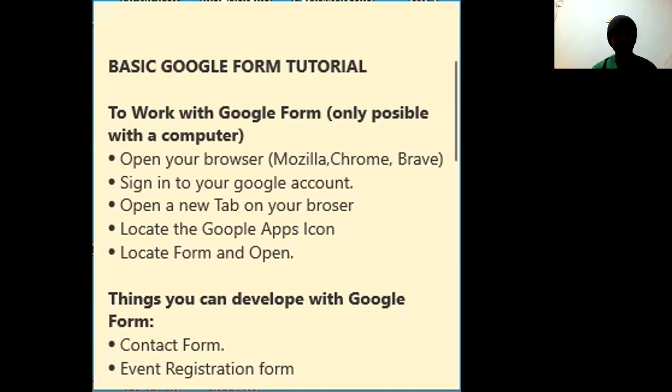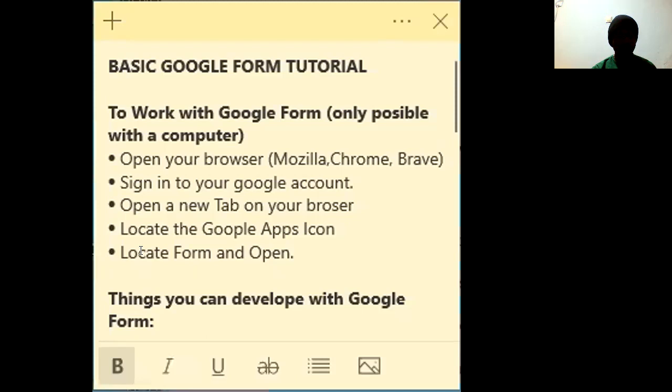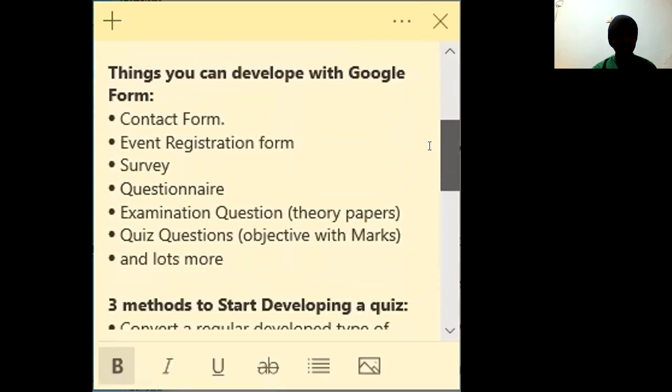has been loaded. Quickly, let's go to our training guide again to see where we are now. I say locate and open the Google Form. Now that Google Forms is open, there are things you must know. We are about to develop a Google form. Now, things you can develop with Google Forms. This is Google Forms already open. There are a lot of things that you can develop.